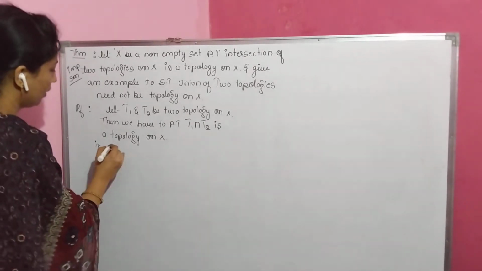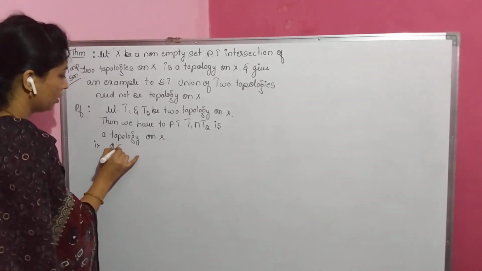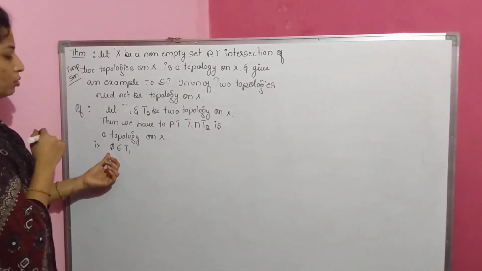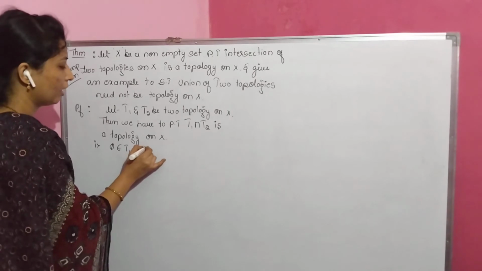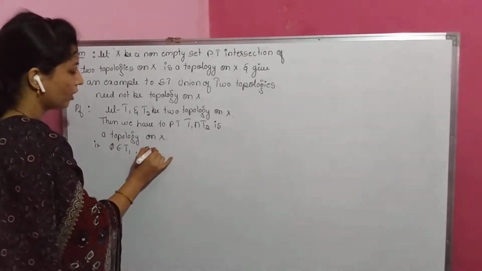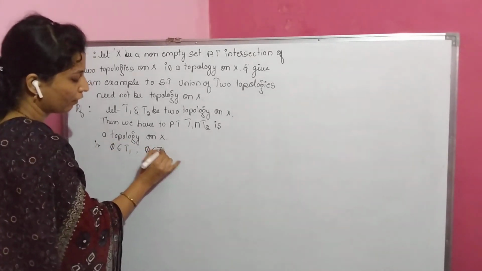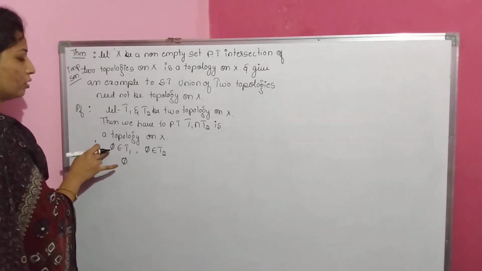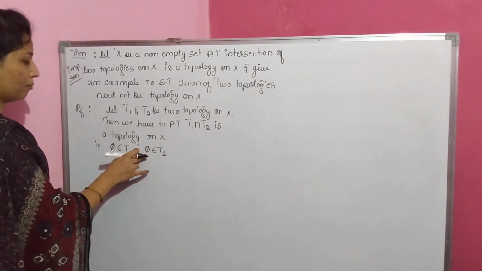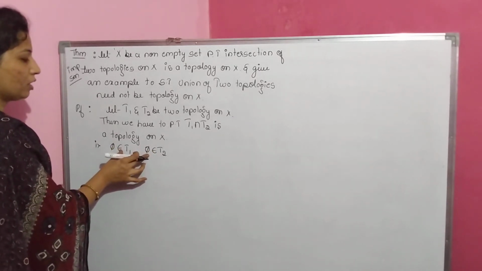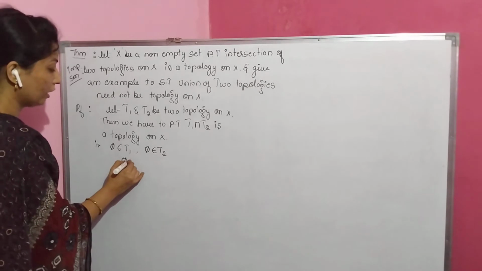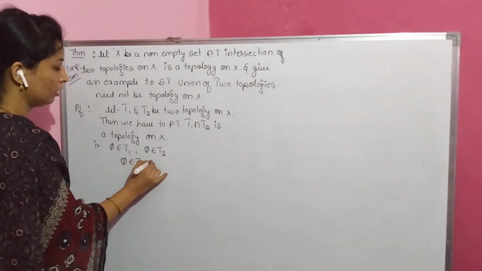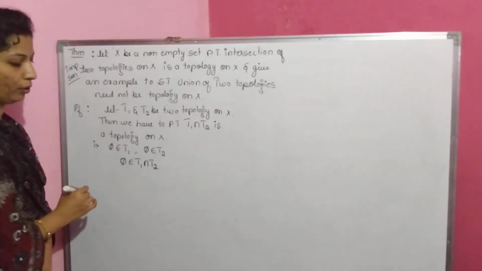First condition is: empty set belongs to T1. T1 and T2 are topologies on X, which means empty set belongs to T1, and this empty set is also an element of T2. T1 contains empty set, T2 also contains empty set. It means empty set is a common element. Therefore, we can write empty set belongs to T1 intersection T2.